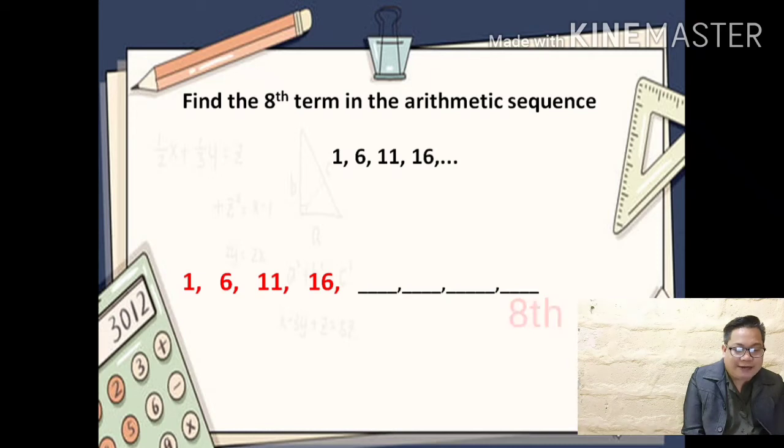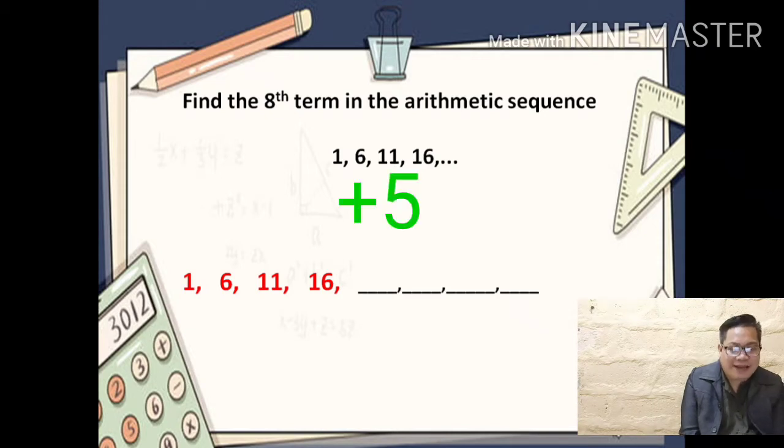So, anong gagawin natin? Aalamin muna natin ang common difference at i-add natin sa preceding terms. So, with this, kita natin na lagi ina-add sa 5. Ibig sabihin, 5 ang i-add natin hanggang sa makarating tayo sa 8th term.